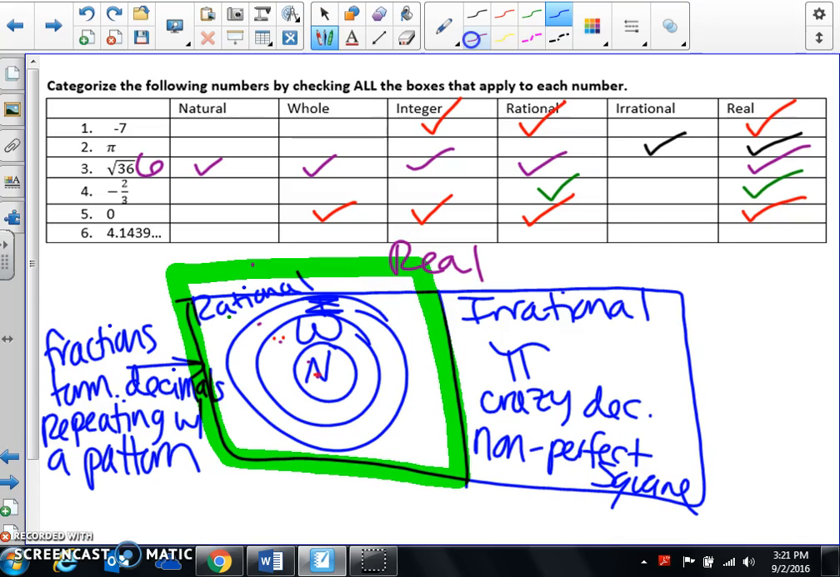And last one, 4.1439. All right, so I've got decimals. Now, the first thing I see is because I'm thinking that crazy decimal with the dot, dot, dot. But before I do that, I need to see if there's a pattern. So I look at the decimals, 1439. There is not a pattern. Therefore, it's a crazy decimal. Therefore, it is irrational and real. Okay? Please be careful with this real box. A lot of people don't go there. The only time you do not have a real number is if the negative is inside the square root. Okay? All right.